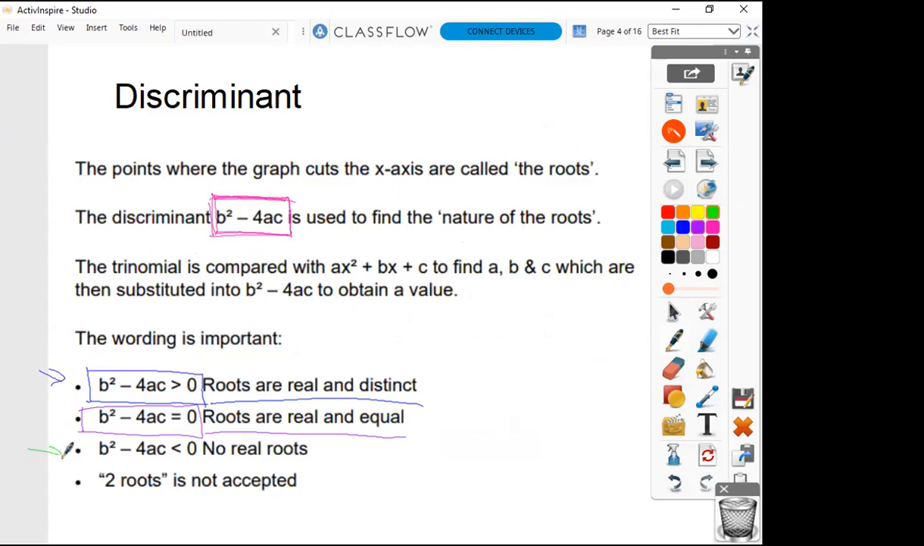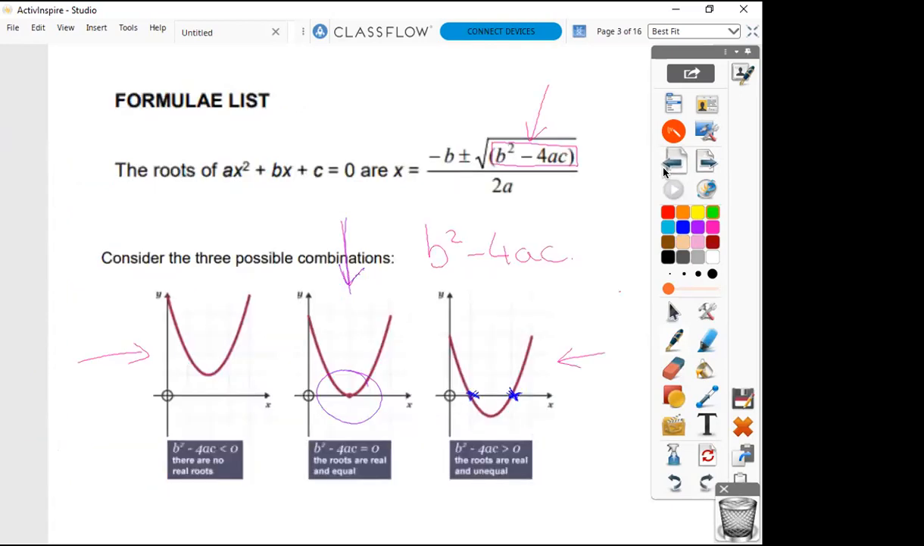And then we've got that last one, b squared minus 4ac is less than 0, which means there's no roots at all. It doesn't touch or cross the x-axis. So we're looking at that sort of setup.